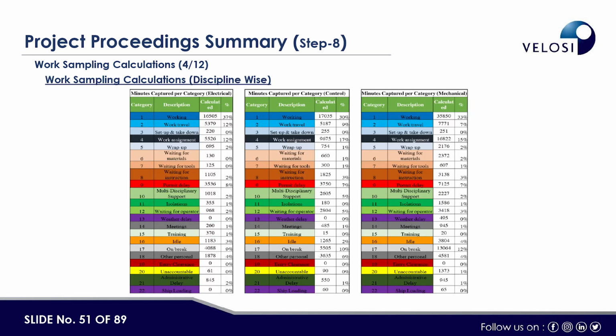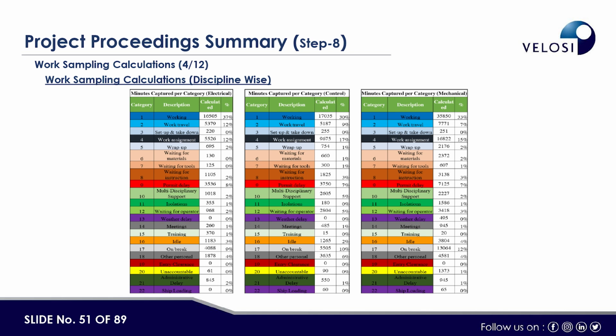Secondly, if you see the calculation discipline wise, the first is electrical, then controls, and then mechanical. If we see the idle time in one area, it is about 3%, 2.9%, and 4.4% on the mechanical side. Similarly, if we say permit delay, 8% in electrical, then 7% in controls, and also 7% on the mechanical side. So you can see where some improvement can be made.